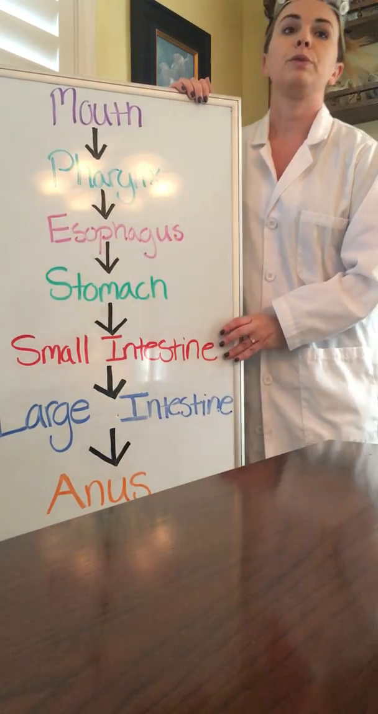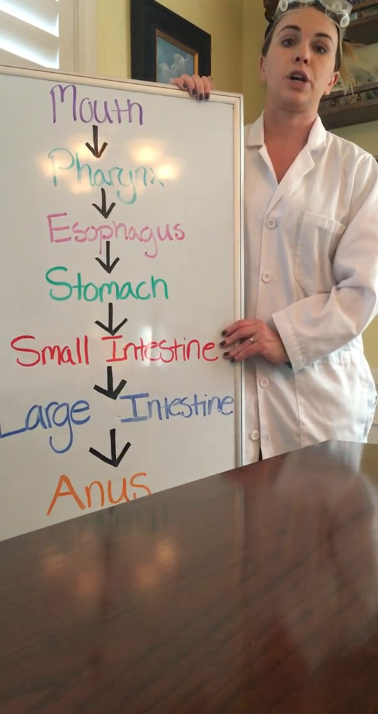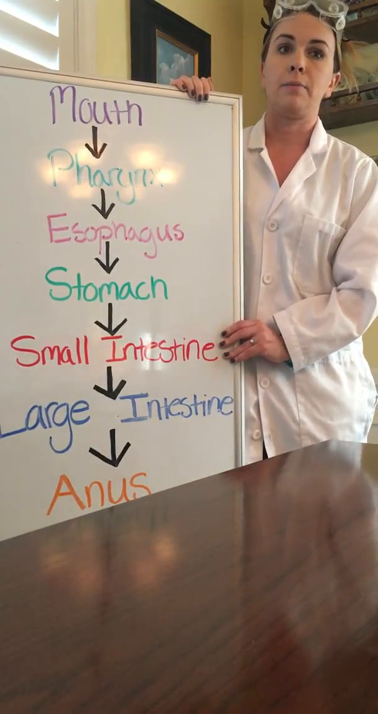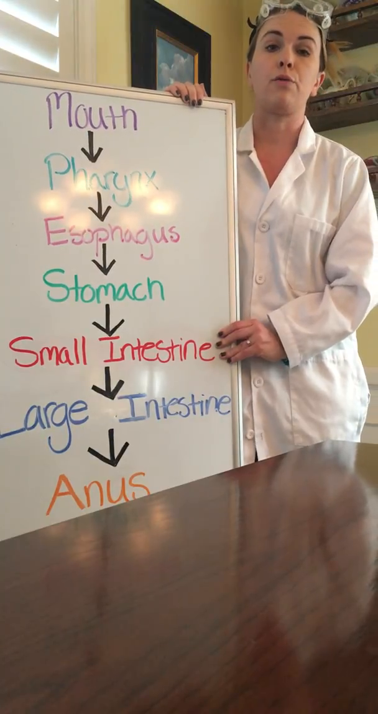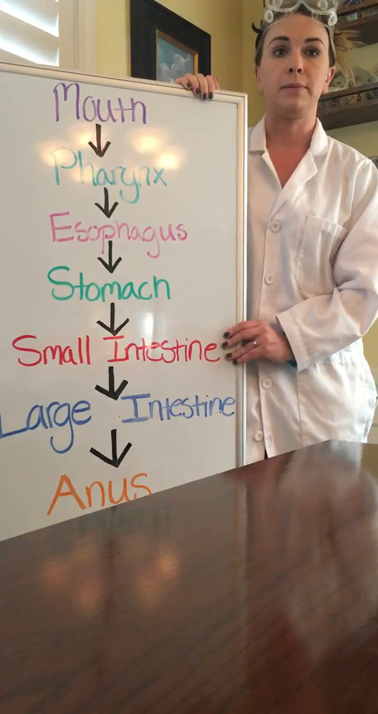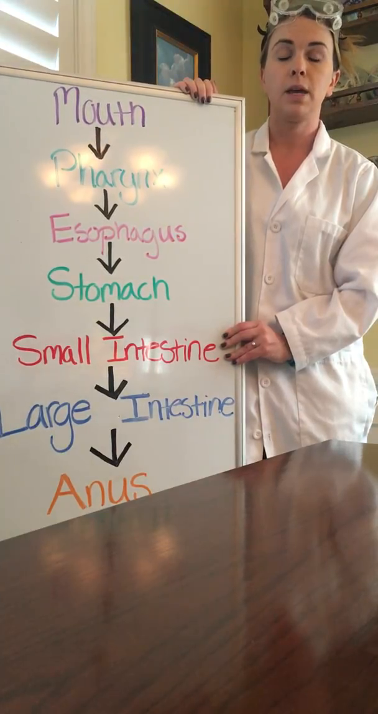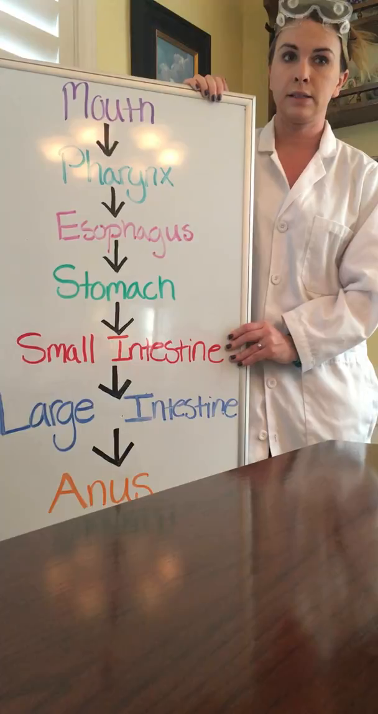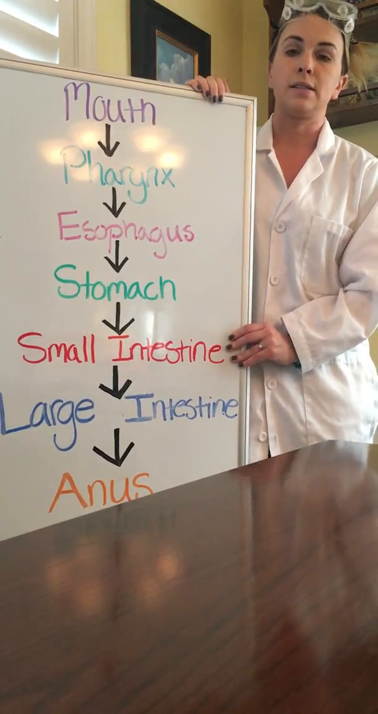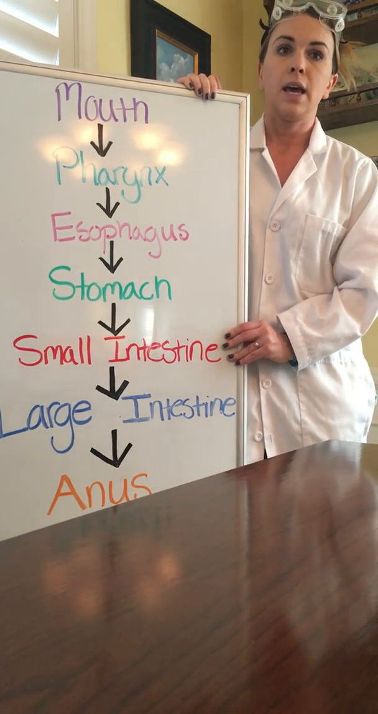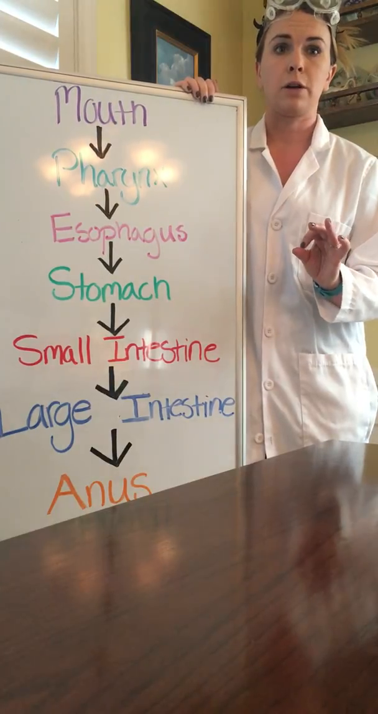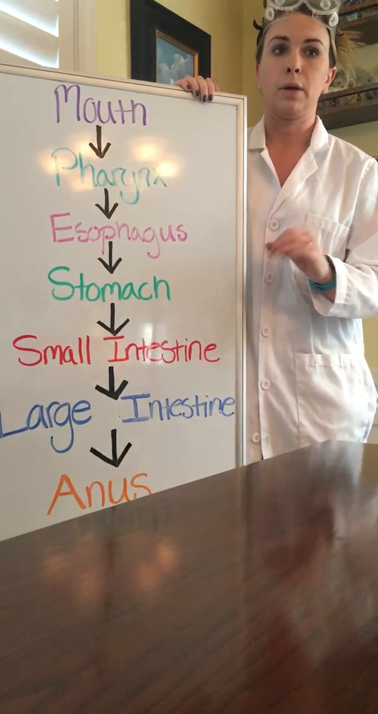So next, we have our small intestine, which is the primary digestive organ in our body, because this is the majority of where digestion occurs. In the small intestine, we have peptidase, which is a digestive enzyme that targets peptides. We have sucrase, maltase, and lactase as some additional digestive enzymes. Our small intestine is divided into three parts: our duodenum, our jejunum, and our ileum.